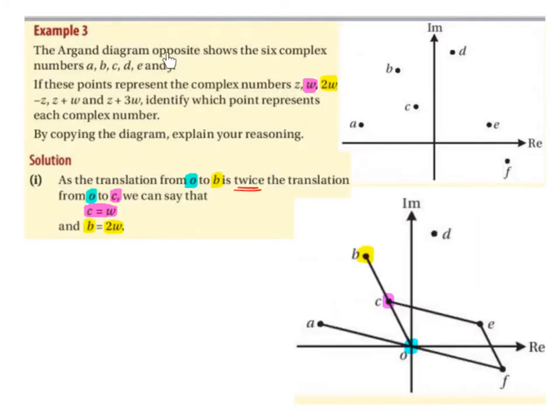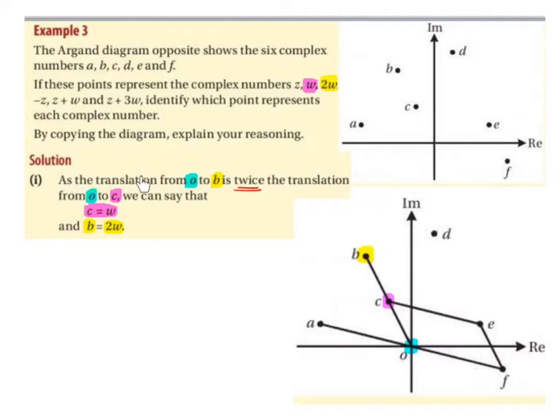The Argand diagram opposite shows the 6 complex numbers A, B, C, D, E and F. If these points represent the complex numbers z, w, 2w, minus z, z plus w and z plus 3w, identify which points represent each complex number. By copying the diagram, explain your reasoning.